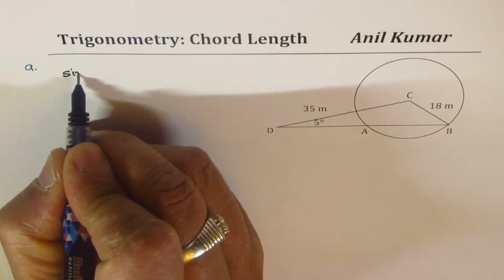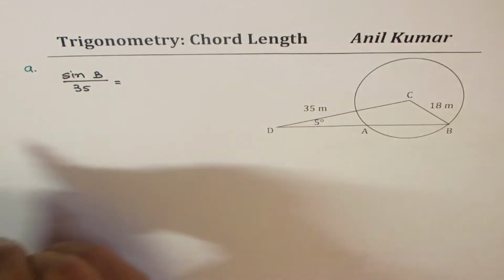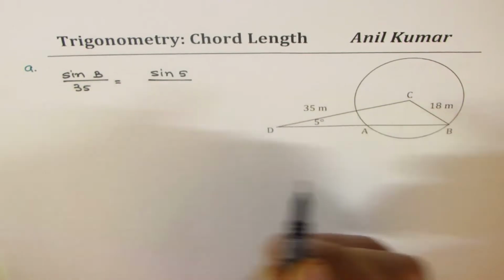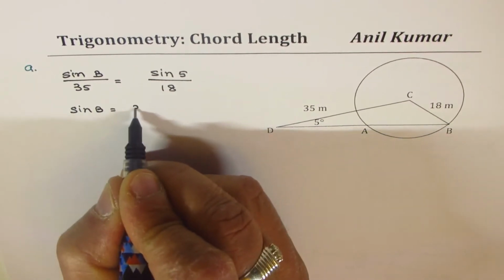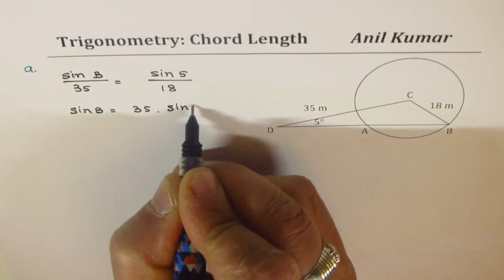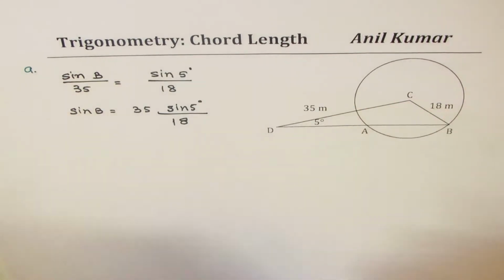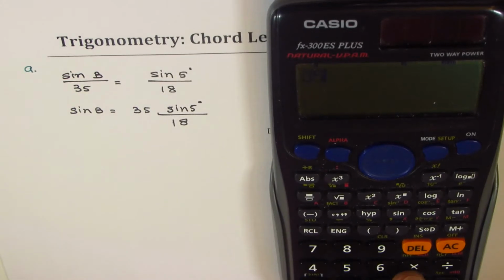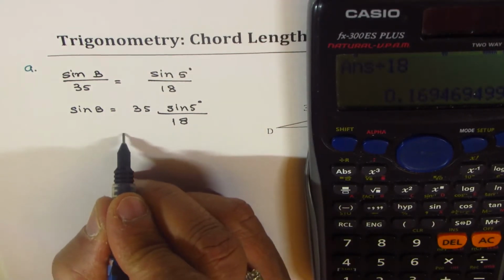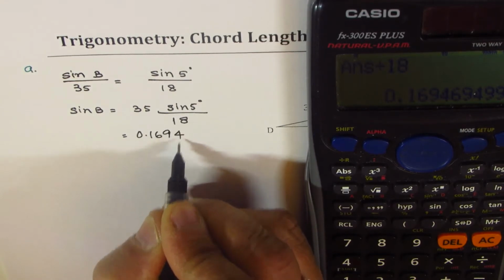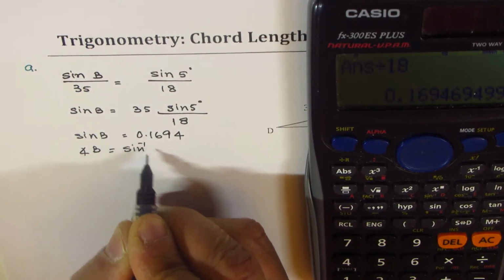So applying sine law, we say sine of angle B over the opposite side, 35, is equal to sine of 5 degrees over 18. So sine B is equal to 35 times sine of 5 degrees over 18, right? So let's calculate this out. 35 times sine 5 divided by 18 equals 0.1694, which is sine B. And therefore angle B is equal to sine inverse of this value.